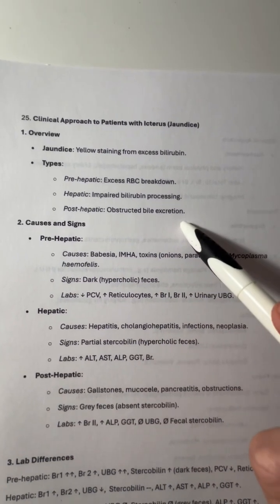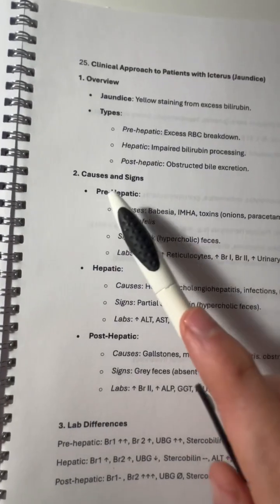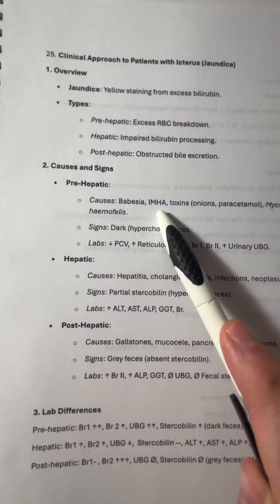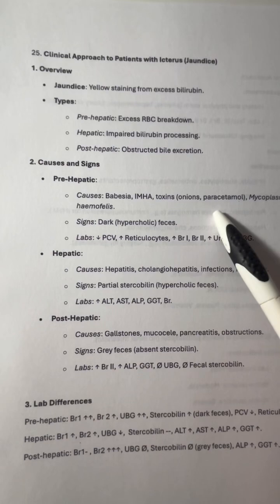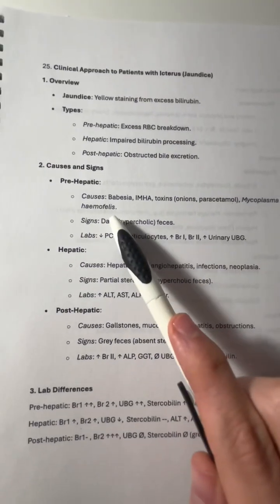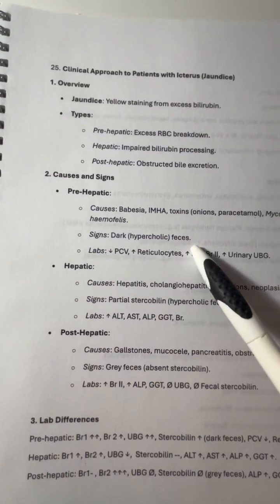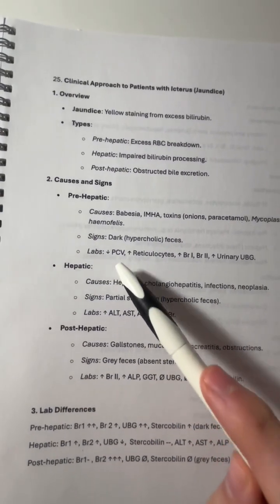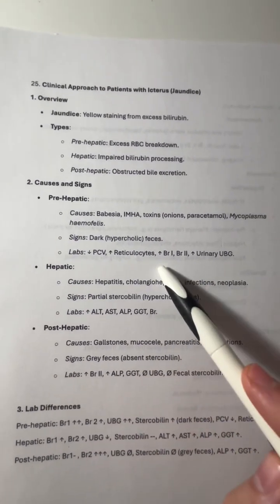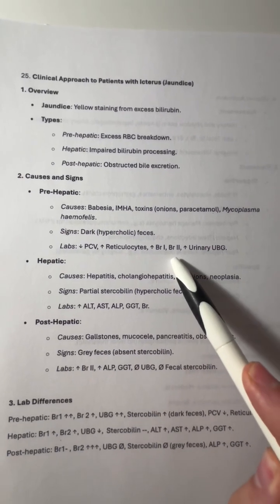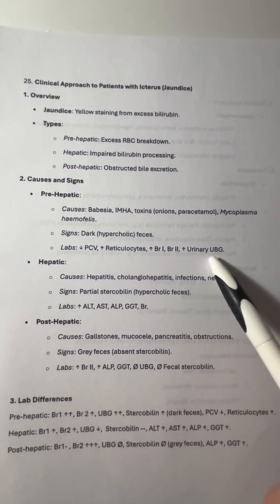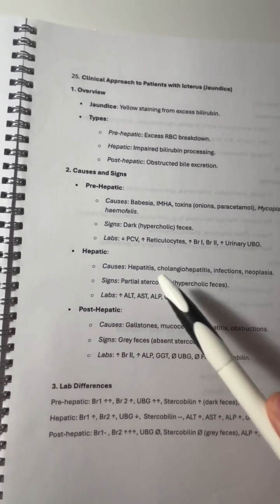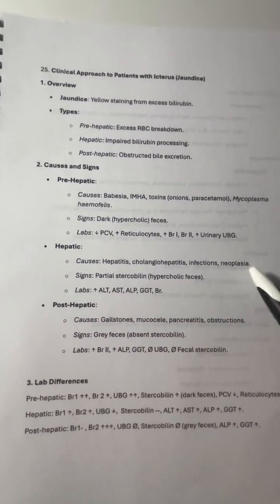bile excretion. The causes and signs: for prehepatic icterus, the causes are Babesia, immune-mediated hemolytic anemia, toxins in the case of onions and paracetamol, and Mycoplasma haemophilus. Signs are dark feces, also known as hypercholic feces. Lab findings: we can find decreased hematocrit, increased reticulocytes, an increase of bilirubin 1 and bilirubin 2, and an increase of urinary urobilinogen. In hepatic icterus, it's caused by hepatitis or cholangiohepatitis or infections or neoplasia.